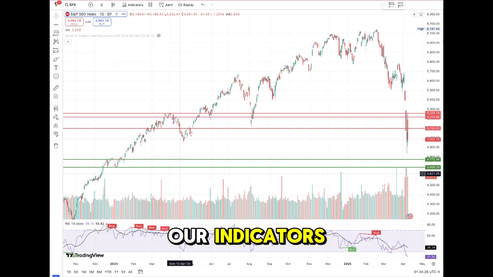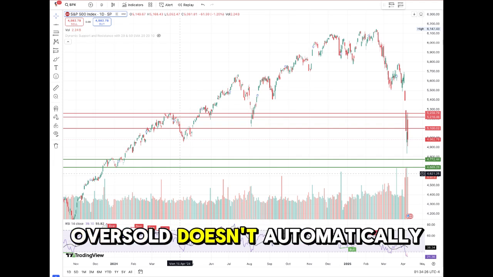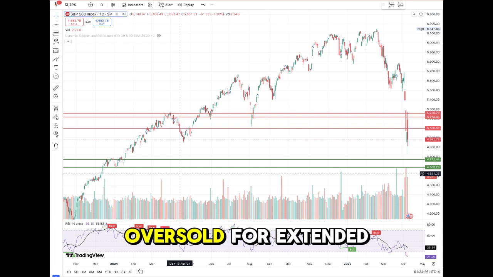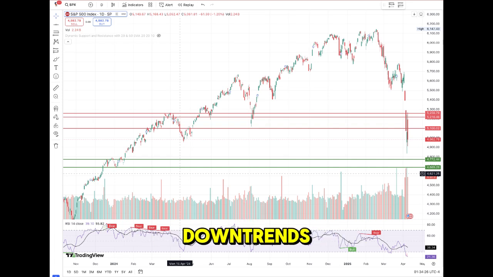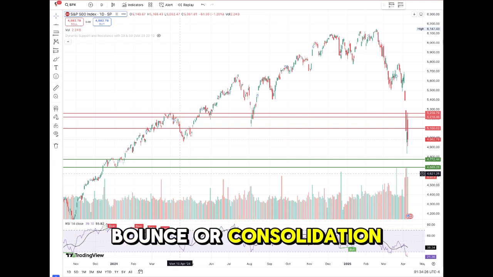Now, down to our indicators. We've got the RSI down here. Look at this. It's currently reading around 21.38. Anything below 30 is considered oversold. Now, crucially, oversold doesn't automatically mean reversal; markets can stay oversold for extended periods in a strong downtrend. However, it does signal that the downward momentum is potentially overextended in the very short term, increasing the probability of a relief bounce or consolidation soon.